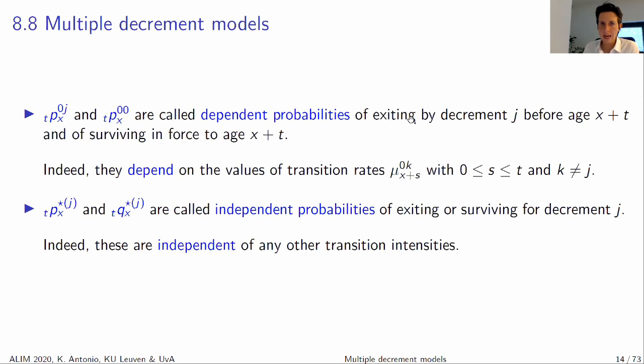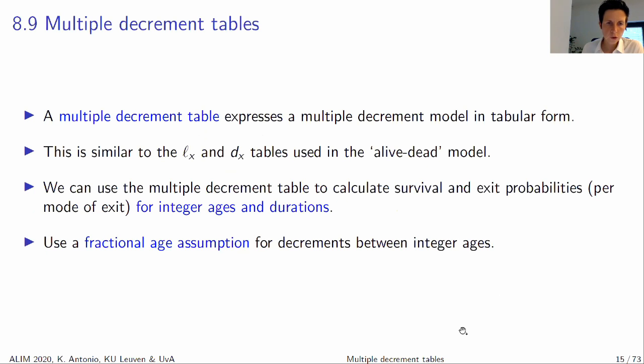That's the probability of exiting the multi-decrement model because of decrement J. Those depend in their calculation on the values of the different forces of decrement that are in place. If you look at the independent probabilities, denoted here with a star, of exiting because of decrement J, then these are independent of any other transition intensities, because then you focus only on the intensity to go from state 0 into state J. So you can read about that. That's what I wanted to say here.